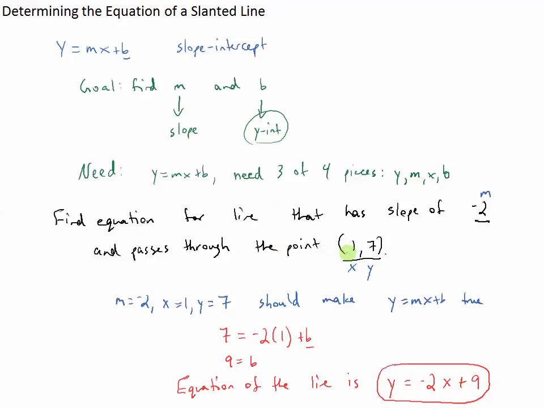And you can check that the ordered pair 1, 7 makes this equation a true statement. But you can also check that other points, other ordered pairs, make this equation a true statement as well. That's why y and x are allowed to change. They're variables. But the slope and the b, the y-intercept, do not change. They're always constant no matter what point you look at.